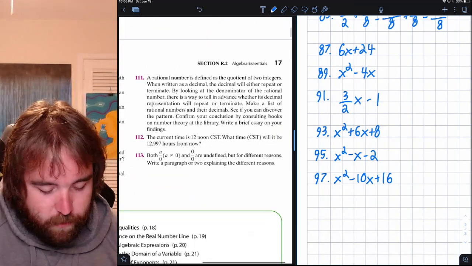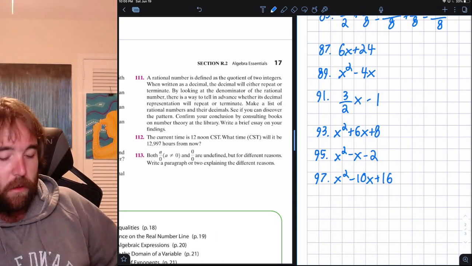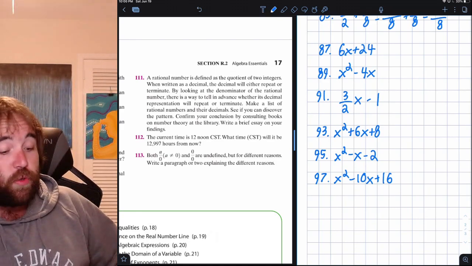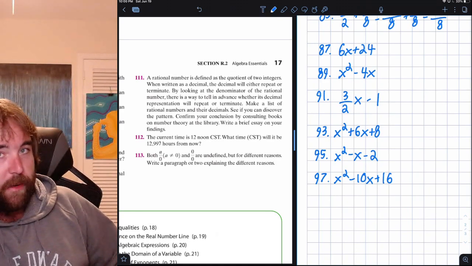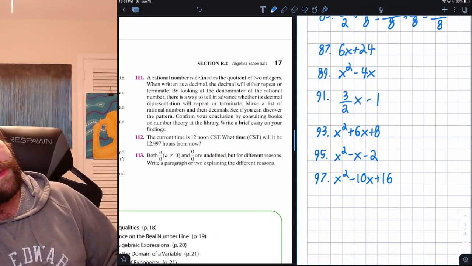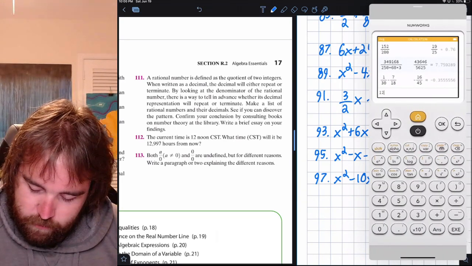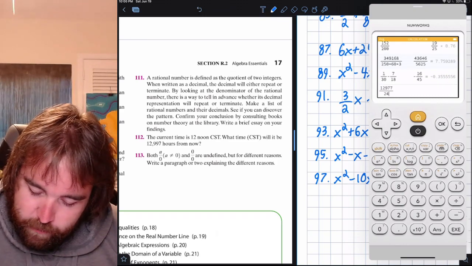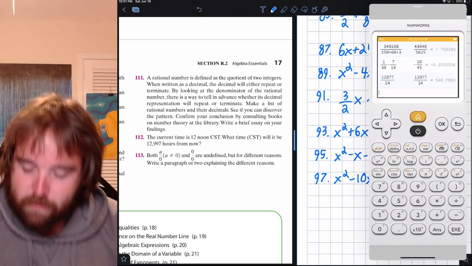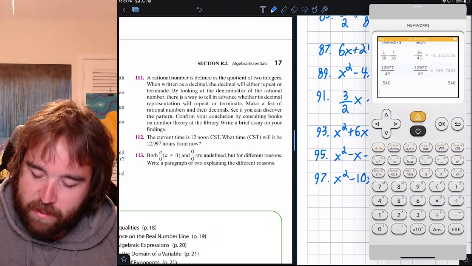We've got to scroll down to 112. Okay. The current time is 12 noon. What time will it be 12,997 hours from now? Interesting. Okay. So we can whip out a calculator for this one. But we should be thinking it's 12 noon now, and that many hours are going to go by. How many days is that? 12,977 divided by 24 hours in a day.